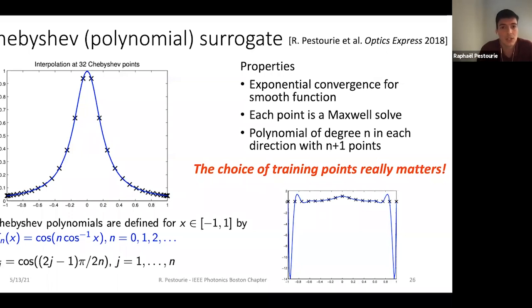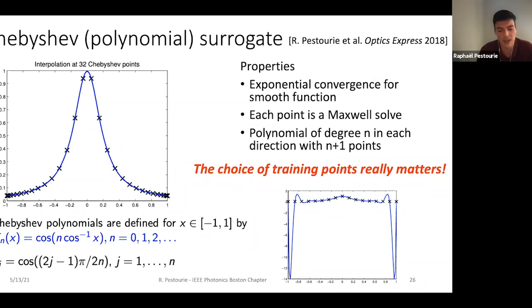The good thing with Chebyshev polynomials is that they have exponential convergence for smooth functions. But remember that each training point is a simulation of Maxwell's equations. So the number of training points that you use really matters. One of the problems of the Chebyshev interpolation, and we'll come back to that, is that it needs a certain number of points in each direction. By each direction, I mean for each parameter.